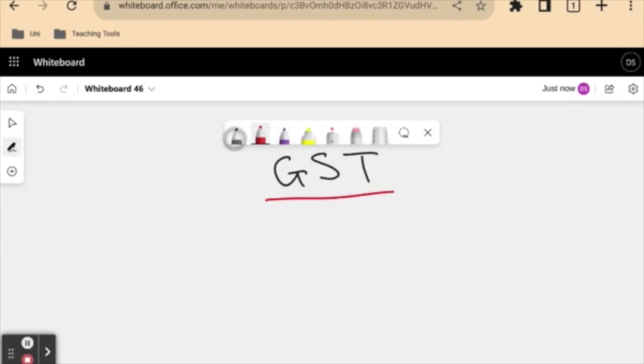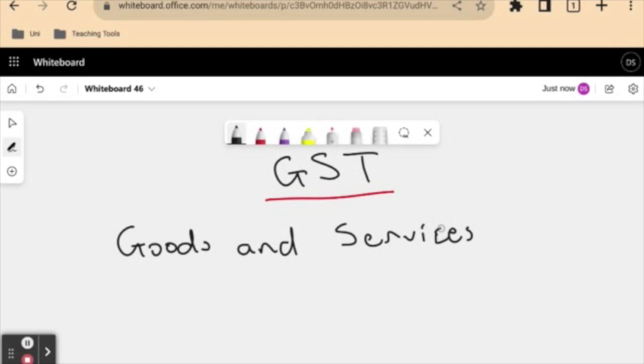Now, GST stands for Goods and Services Tax. This is very common in Australia, where I'm from, and it's just a type of tax that we pay to our government. At least in Australia, this goods and services tax is included in all things we buy.